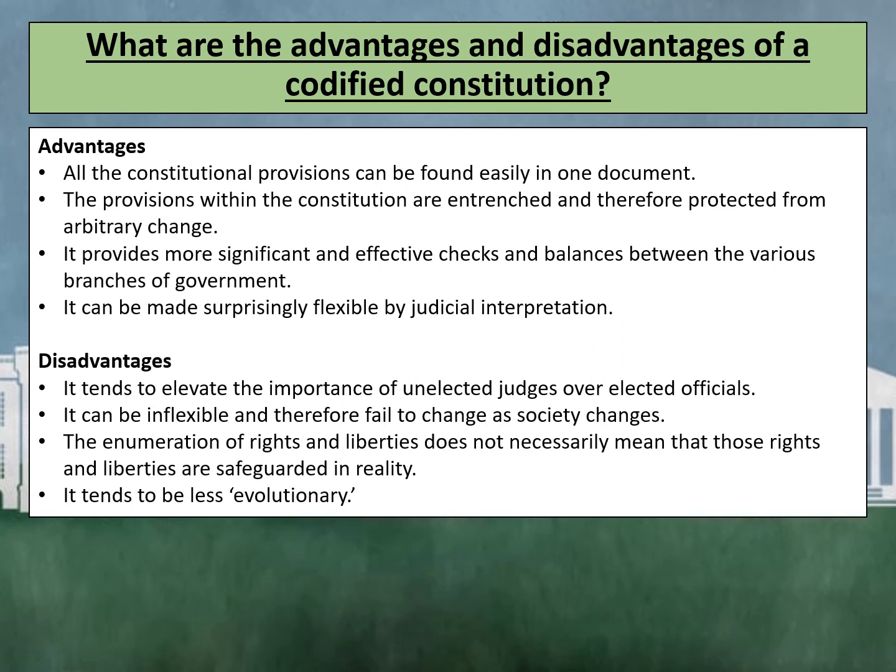On the other side, though, there are many disadvantages. It tends to elevate the importance of unelected judges over elected officials. It can be inflexible and therefore fail to change as society changes. The enumeration of rights and liberties does not necessarily mean that those rights and liberties are safeguarded in reality. It also tends to be less revolutionary.